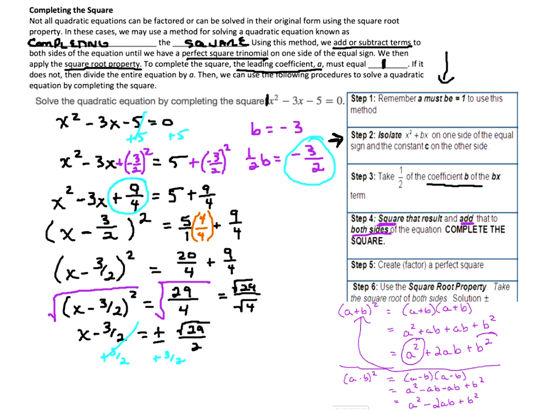I've already got halves on that other root fraction there, so I don't have to get a common denominator. I get x is equal to 3 halves plus or minus the square root of 29 over 2. You can either write it like that, or since you have a common denominator, you can also say this is 3 plus or minus the square root of 29 over 2 by combining your numerators over your common denominator.